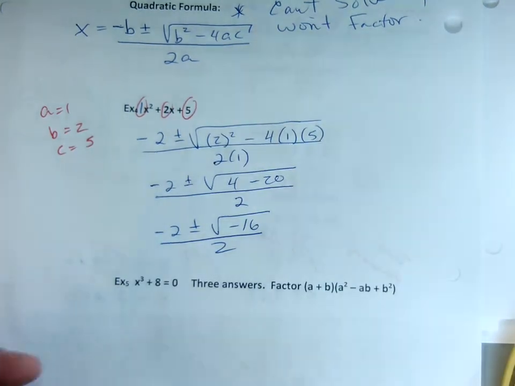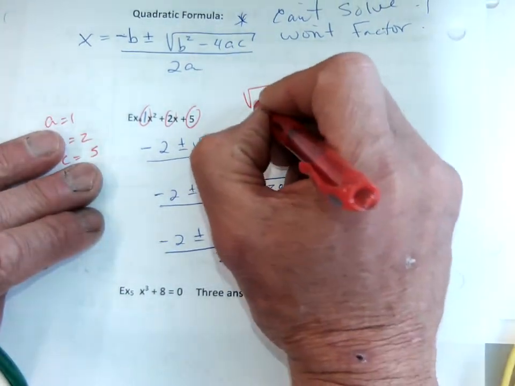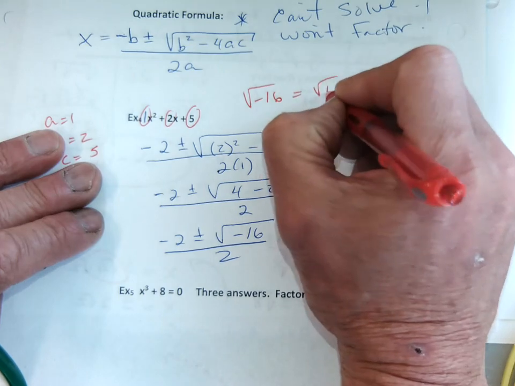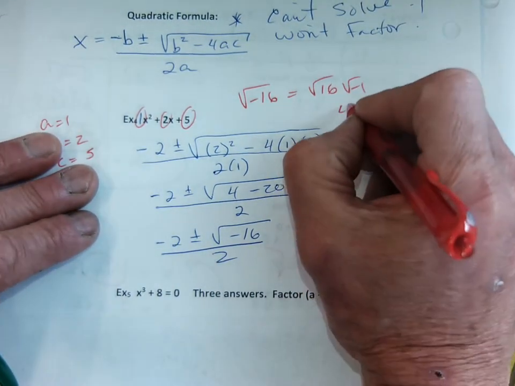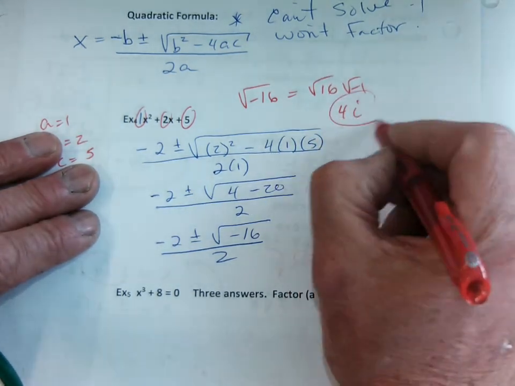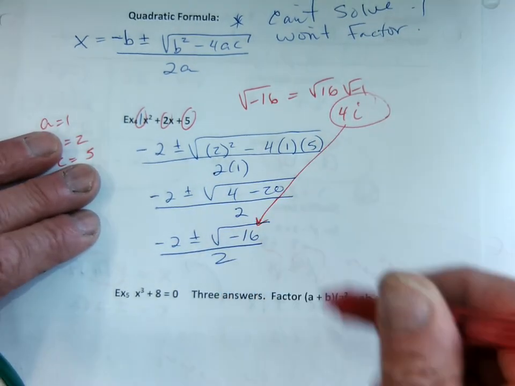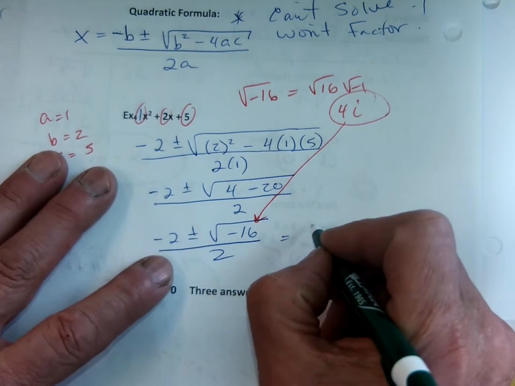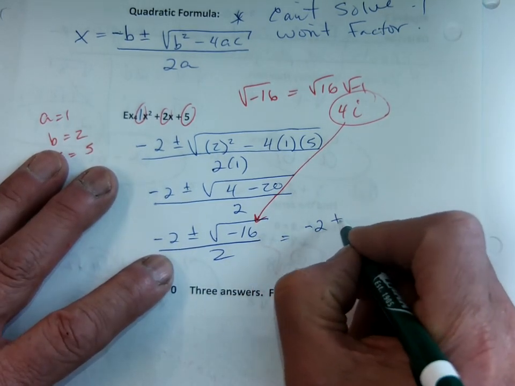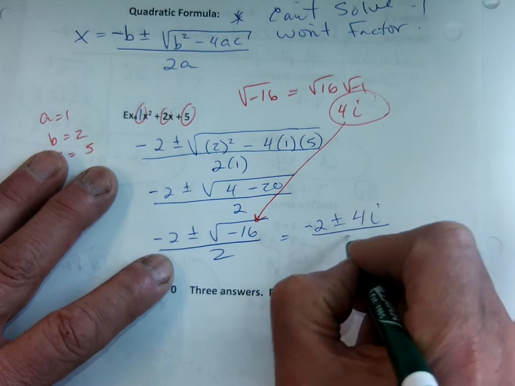Now, up here, little side work: the square root of negative 16 is the same thing as the square root of 16 times the square root of negative 1, which is 4i. Does that make sense? An easy way to calculate 3i or 4i or whatever is to take the square root of the positive and then add an i at the end. So, negative 2 plus or minus 4i over 2.